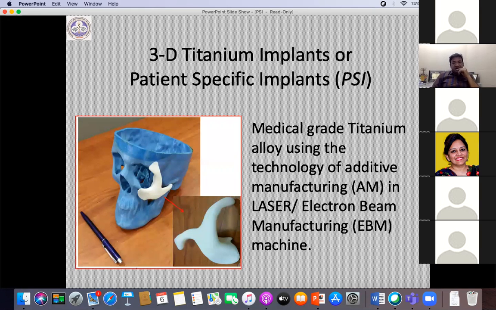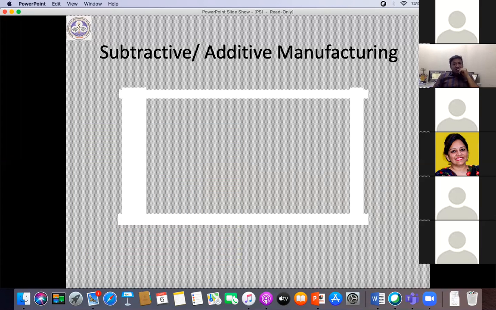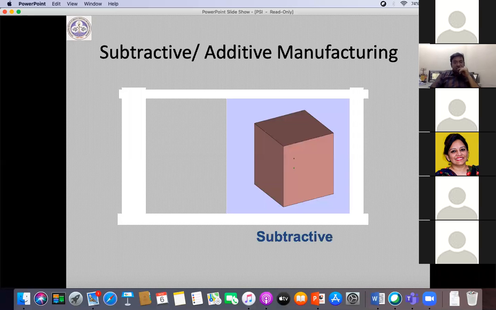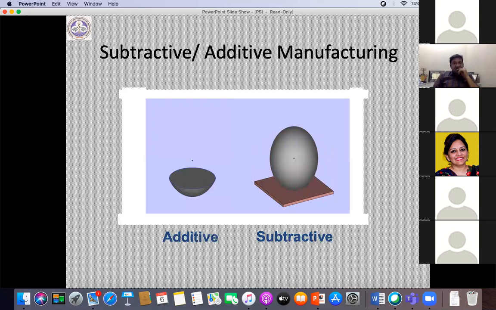Okay, so 3D titanium implants or patient-specific implants are made of medical-grade titanium alloy using the technology of additive manufacturing in a laser or electron beam manufacturing machine. Now, a thing about subtractive or additive manufacturing. Just for the knowledge of our students, our dental implants are made of subtractive manufacturing. You take a block of titanium and then you carve the dental implant out of it. Whereas a PSI is made by additive manufacturing. Okay?